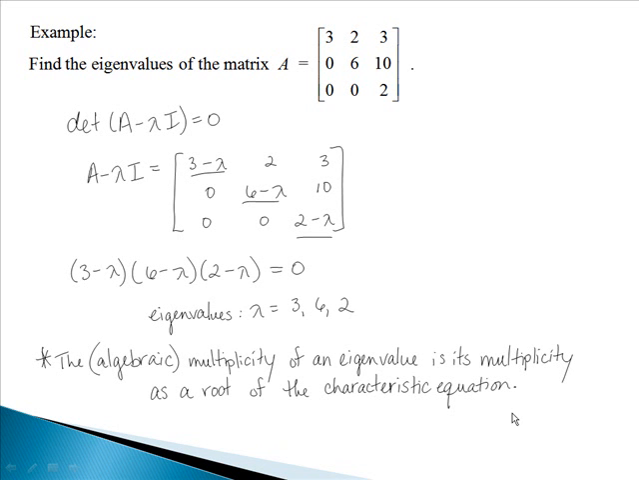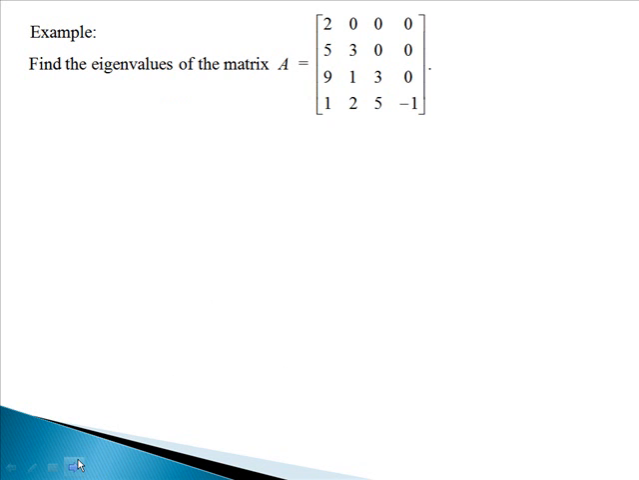Something to take note of: the algebraic multiplicity of an eigenvalue is its multiplicity as a root of the characteristic equation. So we're going to look at this example here, and hopefully you're noticing that we have 3 repeating itself in the diagonal. So we're going to have a multiplicity here. This root will be a multiple root.